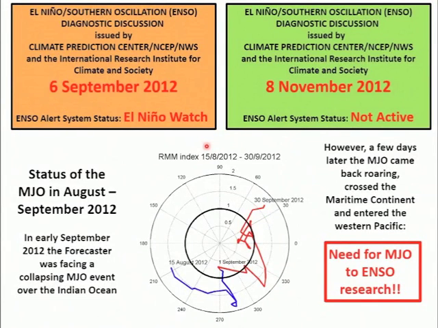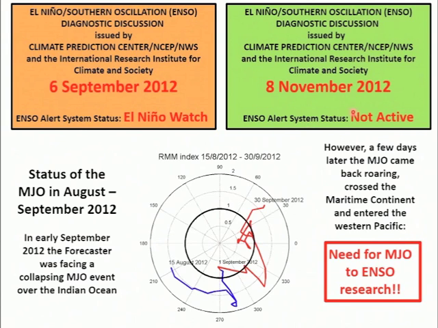Another example of the importance of subseasonal variability to ENSO is shown in this slide, where I show you the official CPC Climate Prediction Center and IRI forecast issued on 6 September 2012, which was calling for an El Niño watch. And we all know that ENSO forecasts from September to December have very high skill, exceeding 0.9. So what happens is that 2 months later, on 8 November 2012, the ENSO alert system was downgraded to not active.